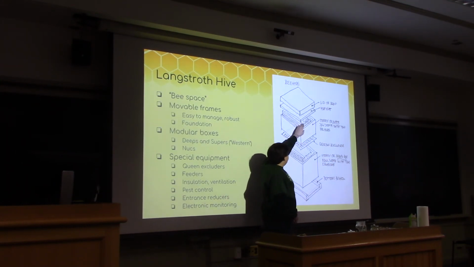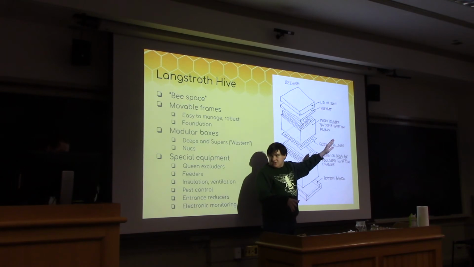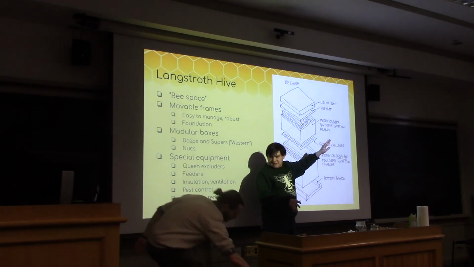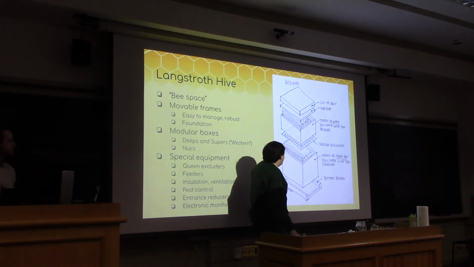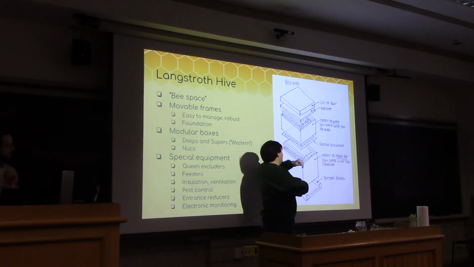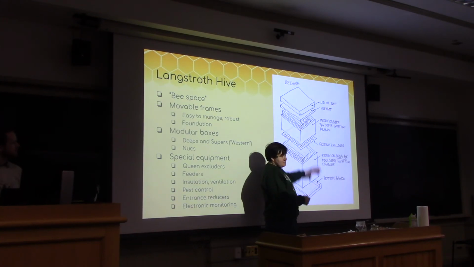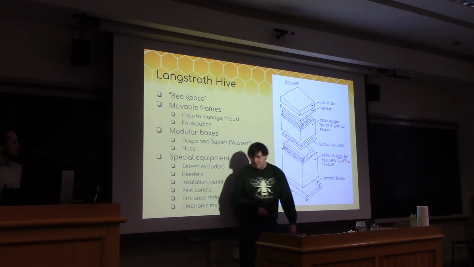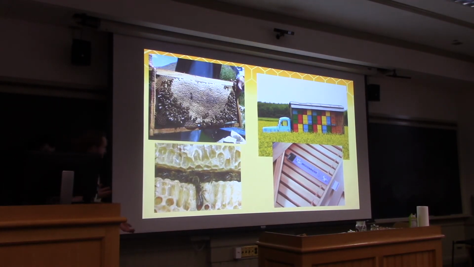Then above that, they have what's called an inner cover. And the idea behind the inner cover is to create this dead space of air, correct? Essentially for insulation purposes, right? Basically. And that will create an empty space for insulation between the inner cover and the roof, or the lid, which is just a lid to keep snow or rain or whatever have you from falling on the hive.